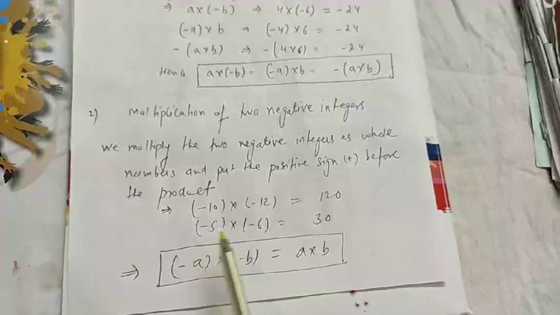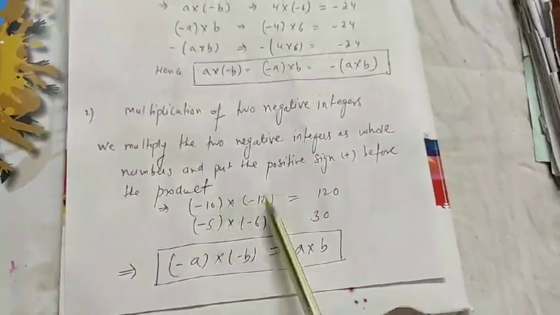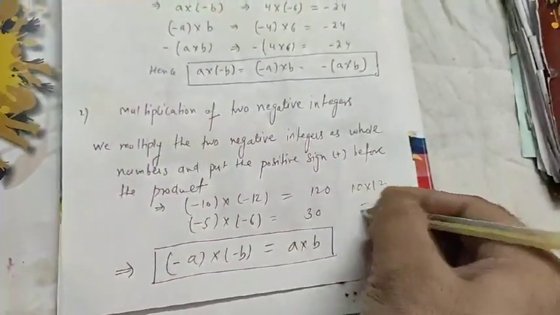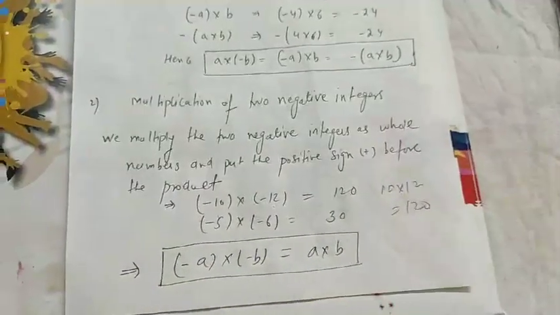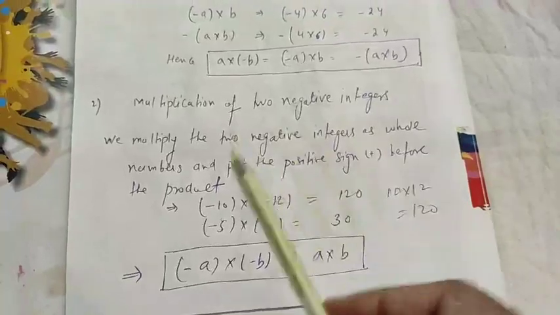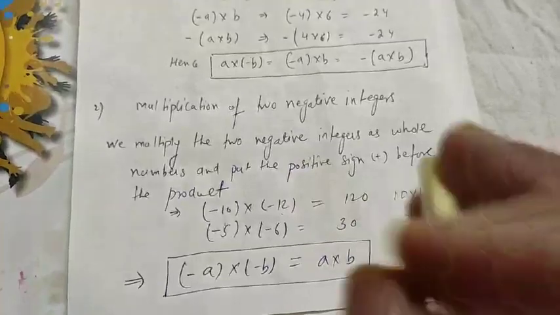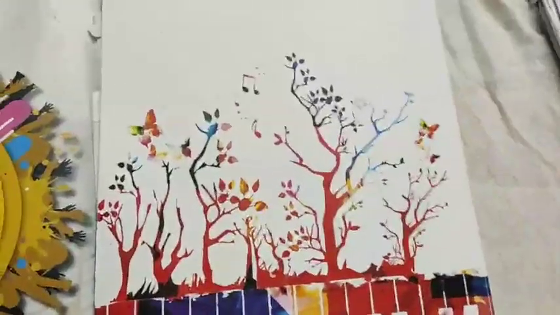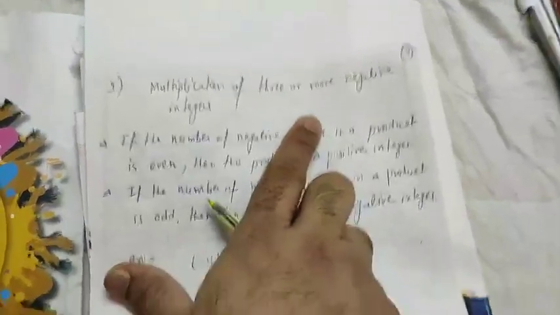That means minus a into minus b will equal what? a into b. Means 10 into 12, the answer is 120. And minus 10 into minus 12, the answer is also 120. That means minus a into minus b is the same as a into b. So if you have to multiply two negative integers, simply multiply them, and there should not be any negative sign. The answer comes as a positive integer. Clear?